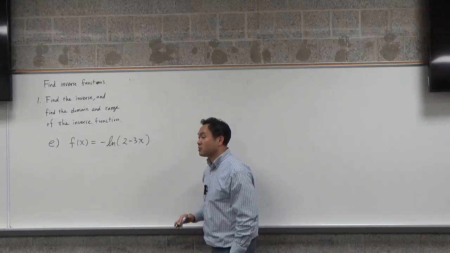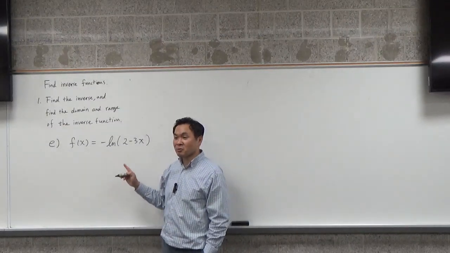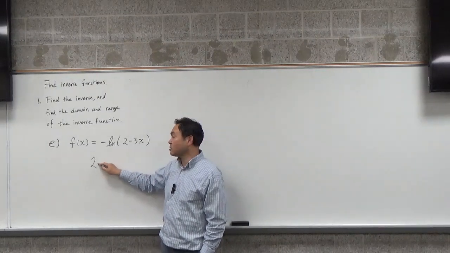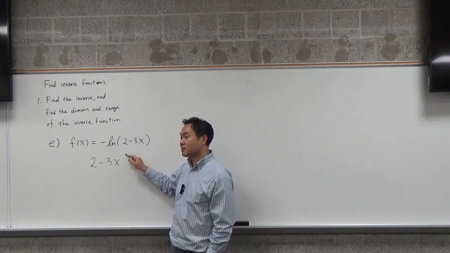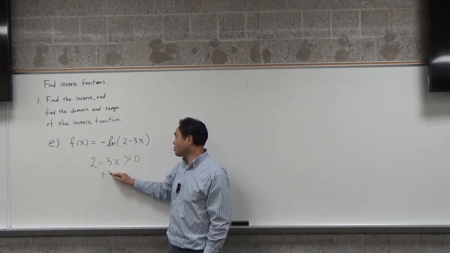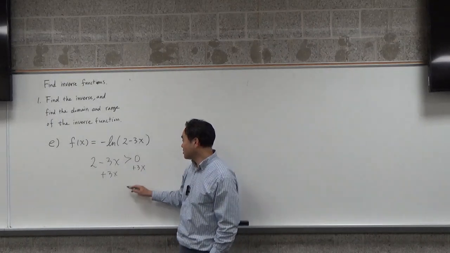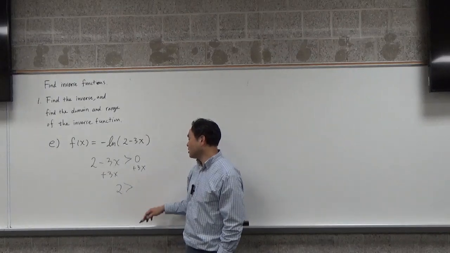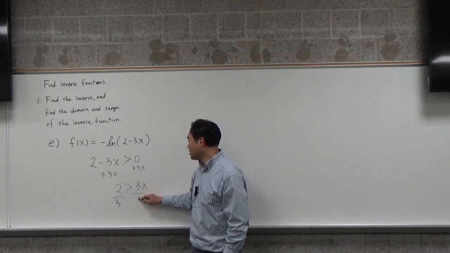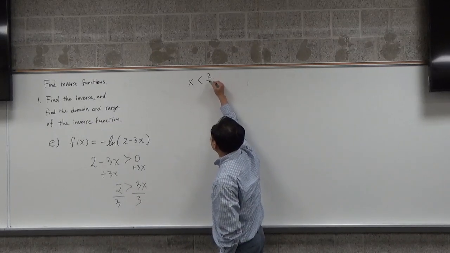Okay, let's think about this example. Before I try to find the inverse, let's look for the domain. We take 2 minus 3x and say that's greater than 0, okay? Now, it's easier if you add 3x to both sides, because then you don't have to divide by a negative. It's less confusing. So 2 is greater than 3x, and then you divide both sides by 3, and that gives you that x is less than 2/3, right?